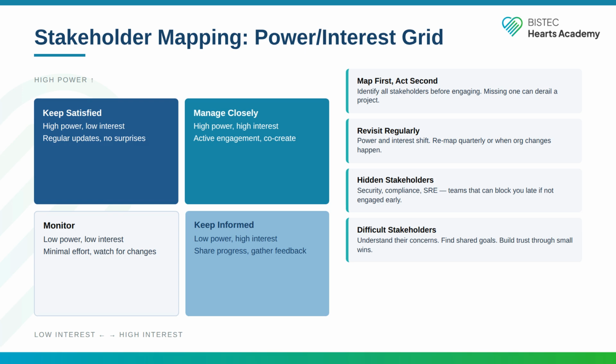A few critical tips. Always map first, act second. Identify your stakeholders before you start engaging. Missing one can derail a project late in the game. Visit your map regularly, power and interest shift, especially when org changes happen. And watch for hidden stakeholders. Security, compliance, SRE. These are teams that can block you late in the process if you don't engage them early. The most common mistake tech leads make is discovering a stakeholder after they've already become an obstacle.